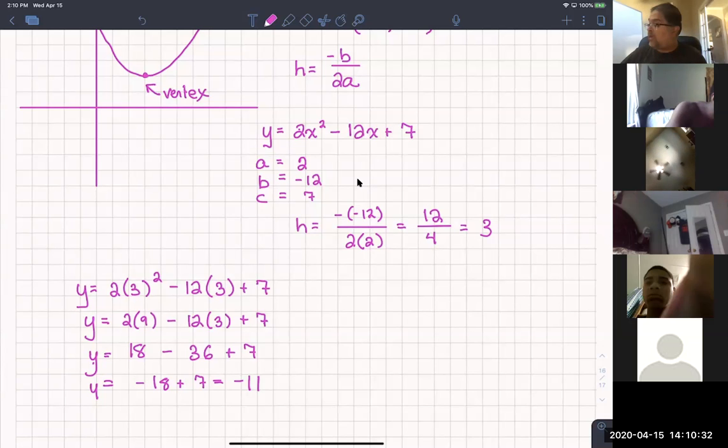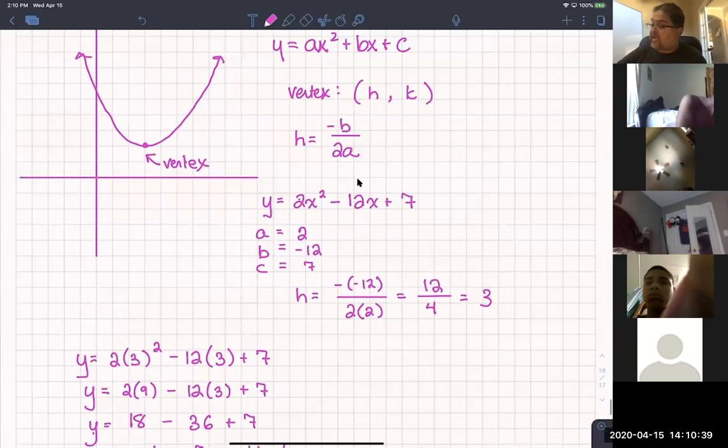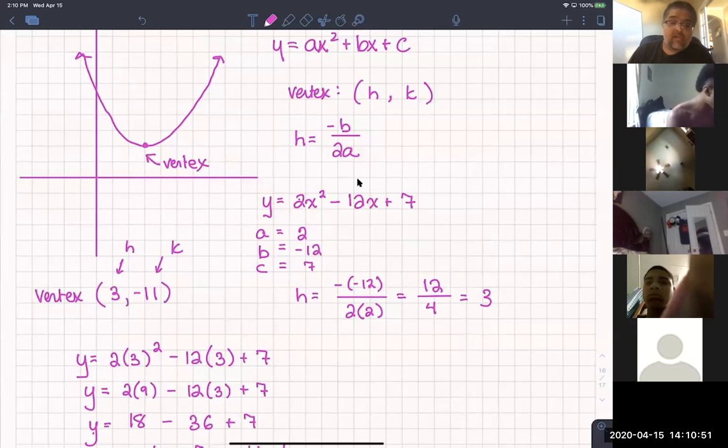So the y coordinate, also known as k, is negative 11. So the vertex of this parabola is (3, negative 11). This is known as h. This is known as k. So far, so good?